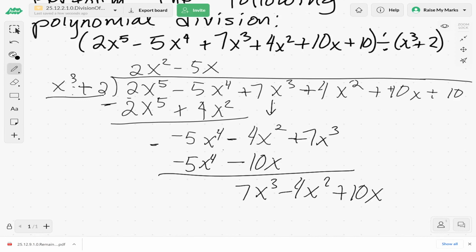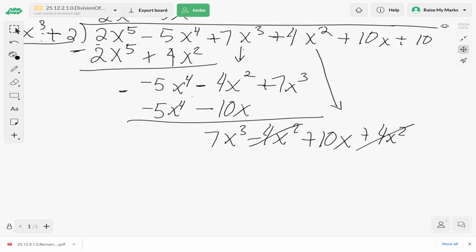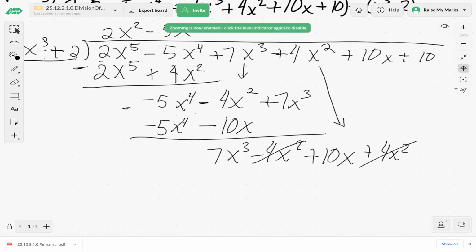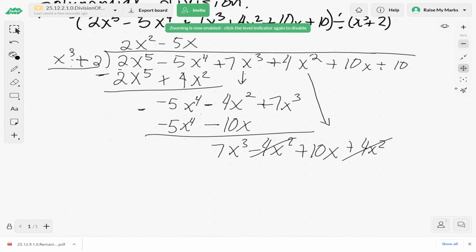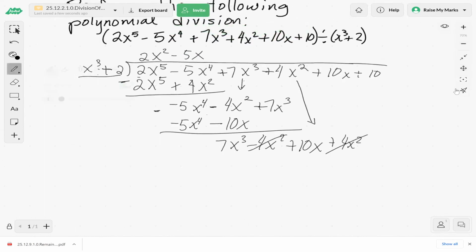All right, so things are working out. So now we need to bring the 4 times x squared down. So we're going to do that. And then we notice we can cancel out the 4x squared terms. Now let's make the screen a little smaller so we can see everything on the board. Okay. And what are we left with? We're left with 7x cubed plus 10x.